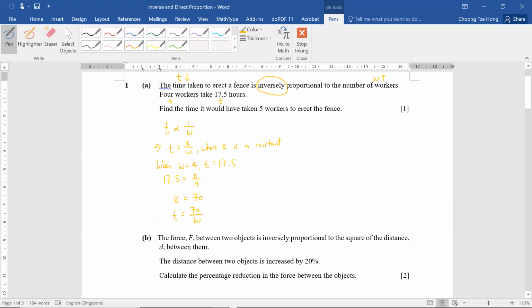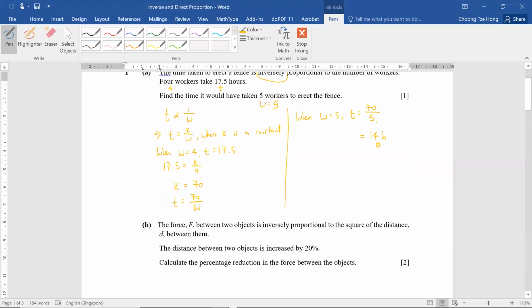All right, so the next part, once we know the equation, they tell us that when W equals 5, find the time. So when W equals 5, the time will be 70 over 5. It will just give us 14 hours. So it's a simple question, that's why it's just a 1 mark question. Okay, let's take a look at part B.